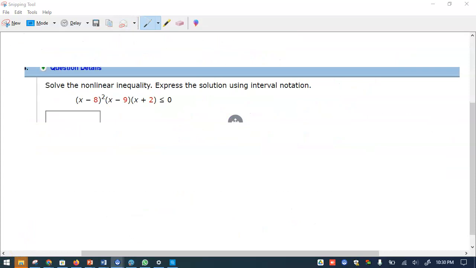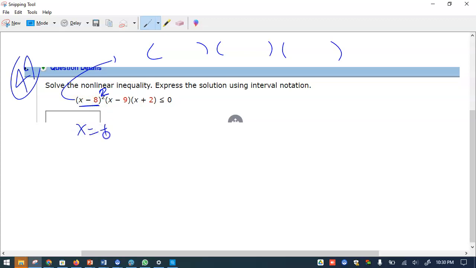Okay, this is question number 4. What's the difference from the previous one we had? Now suddenly you have a 2 there. What you do is the same thing: you figure out when this is going to be 0. Then x has to be the opposite of minus 8, which is plus 8. The opposite of this is plus 9, and the opposite of plus 2 is minus 2.